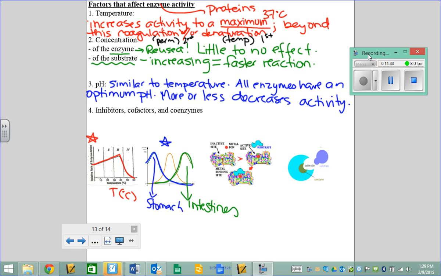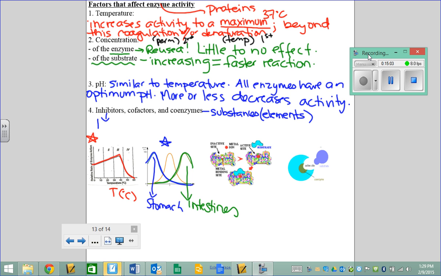Now the last thing on the list are inhibitors, cofactors, and coenzymes. These are all substances. They could be individual elements, possibly. They don't have to be. They could be bigger molecules. But this is another type of molecule that we're going to add to the mix.